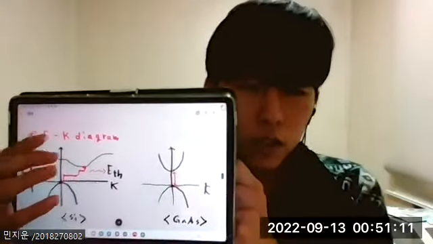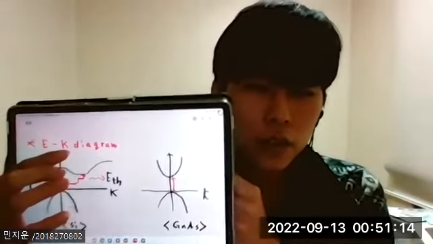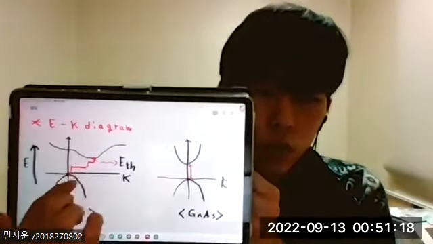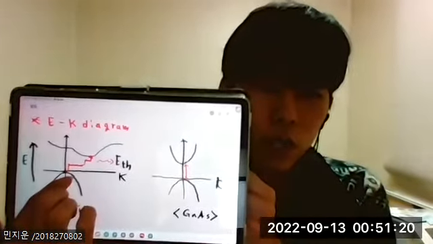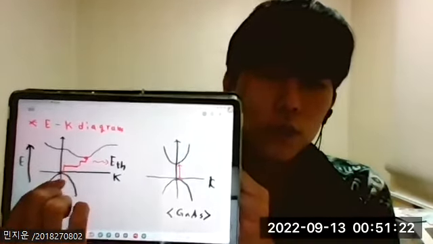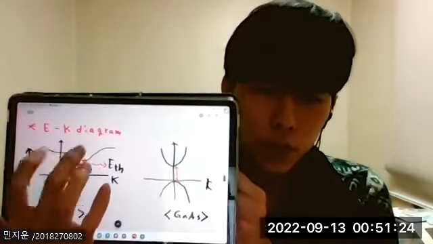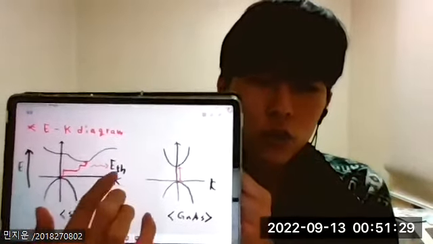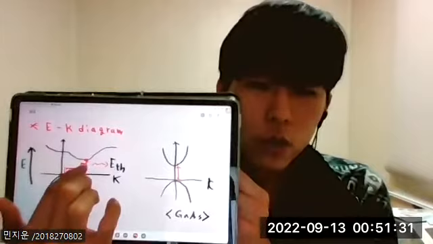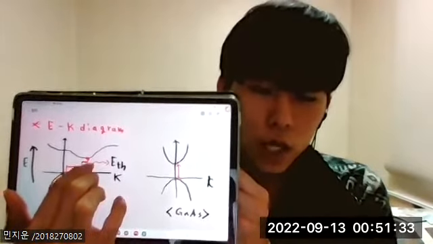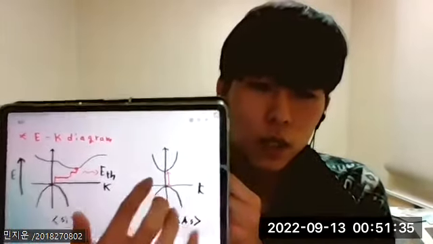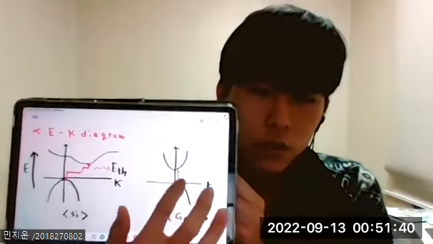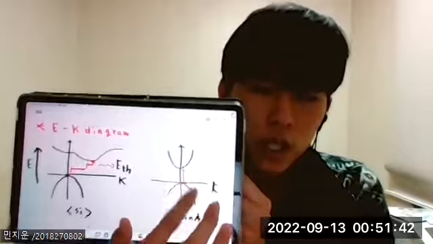Next one is the energy and spatial frequency diagram. In the first picture, when we want to send the electron from the valence band to the conduction band, there is energy loss. So we call this band gap an indirect band gap. On the other hand, in this picture, we call this band gap a direct band gap.